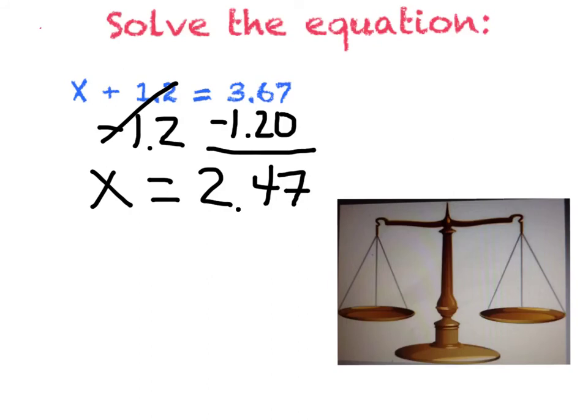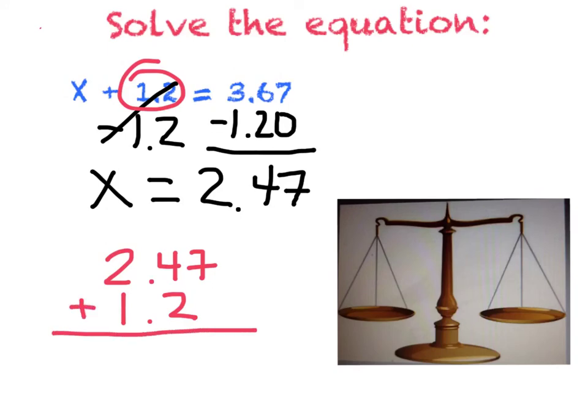Again, going back to check my work, I know that if I take 2 and 47/100 and I add this 1.2, I should go back to my original answer. And if I go ahead and add, I notice I get 3 and 67/100, which is exactly what I wanted. So again, I notice that taking the exact same thing away from each side of our equation is going to help us find our value.